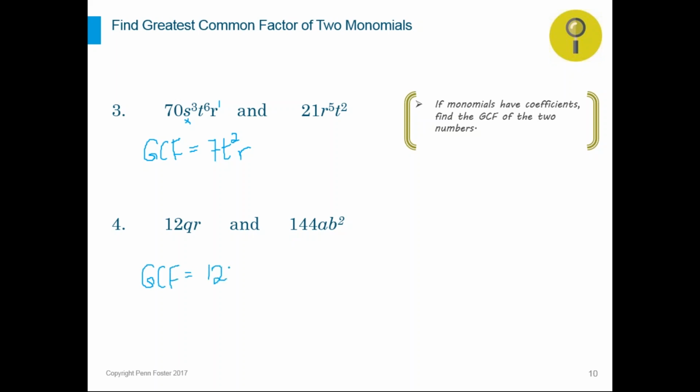Let's look at the variables. q and r. Nothing there is common, so there is no variable part of our answer. The only greatest common factor is a numerical answer, 12, which is okay.